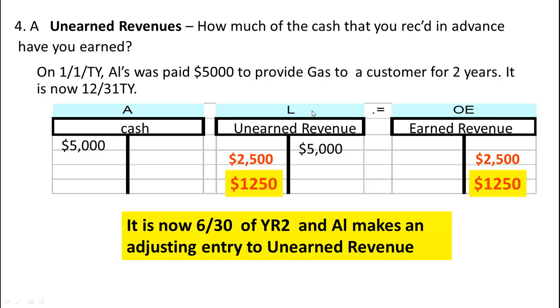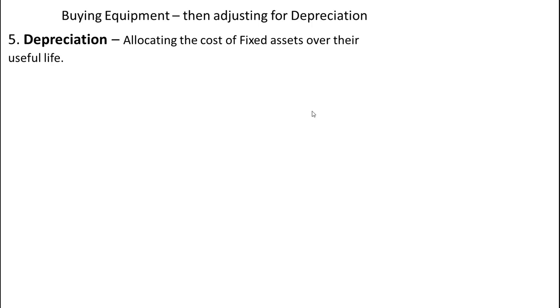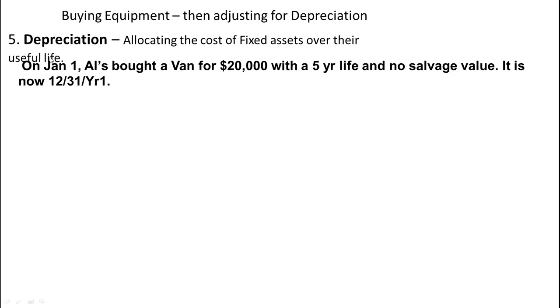And so now we're ready to do the last adjusting entry, which would be the adjusting entry for depreciation. And in this example, we're going to buy some equipment, and then we're going to do some adjusting for depreciation. So here it is. Here's a definition of depreciation, which is allocating the cost of fixed assets over their useful life. And let's see what our entry looks like.